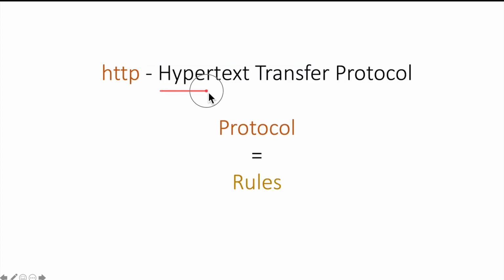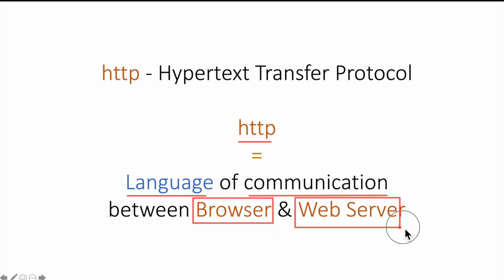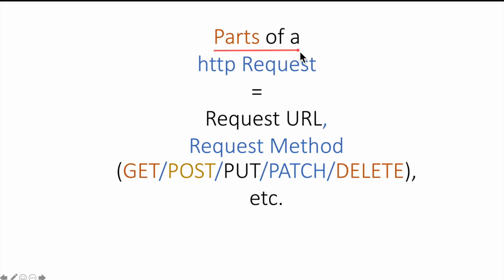HTTP stands for Hypertext Transfer Protocol. The term protocol means rules. So informally, we can say that HTTP is the language of communication between the browser and the web server. There are multiple parts in a HTTP request: the request URL, the request method, and there are a couple of other things as well. Before discussing the other parts, let's quickly discuss the different HTTP request methods first.